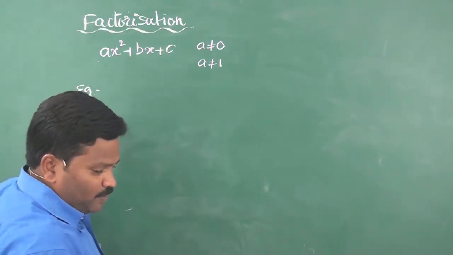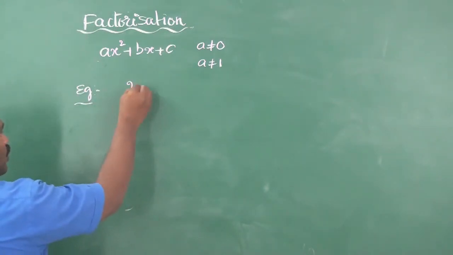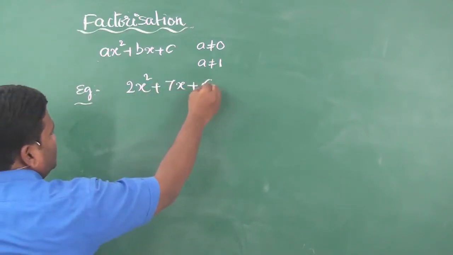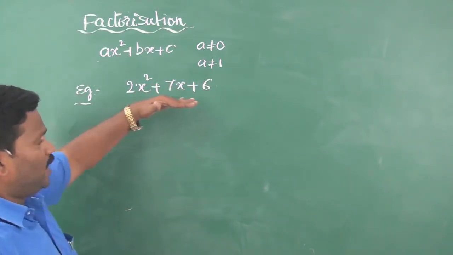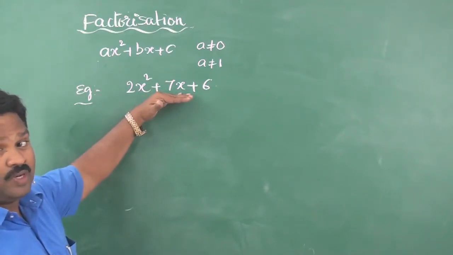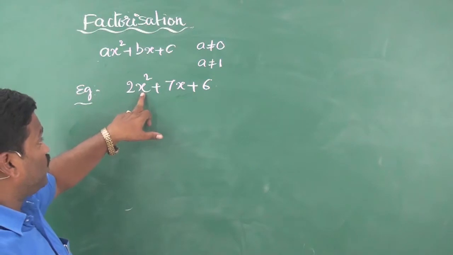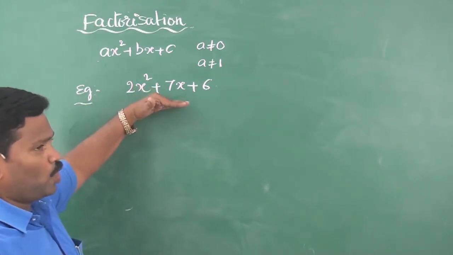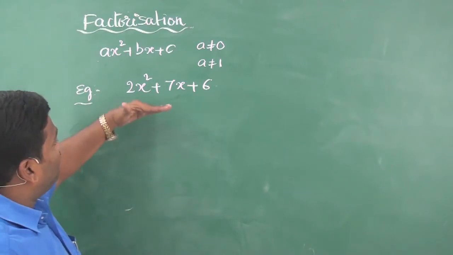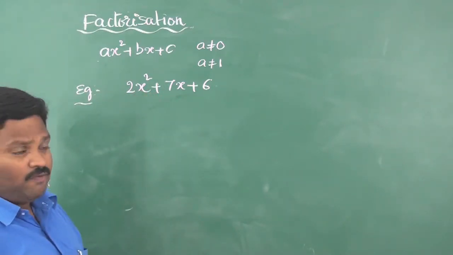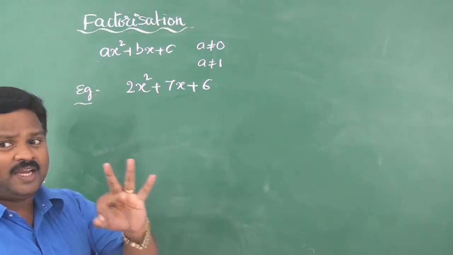Let us see one example. 2x square plus 7x plus 6. This is a quadratic polynomial, but this is not a monic quadratic polynomial, since the coefficient of x square is 2, not 1. Therefore this is a quadratic polynomial.